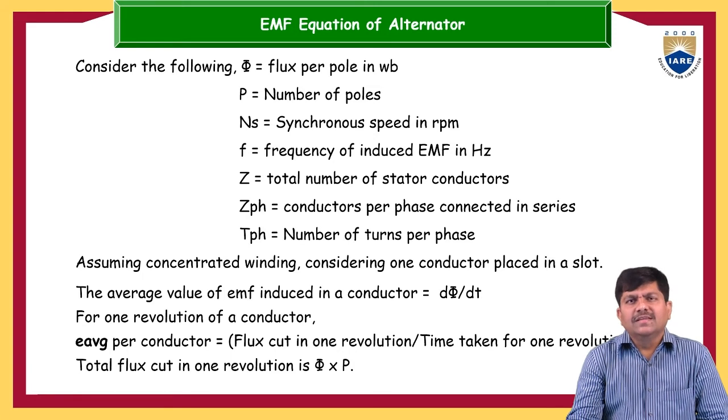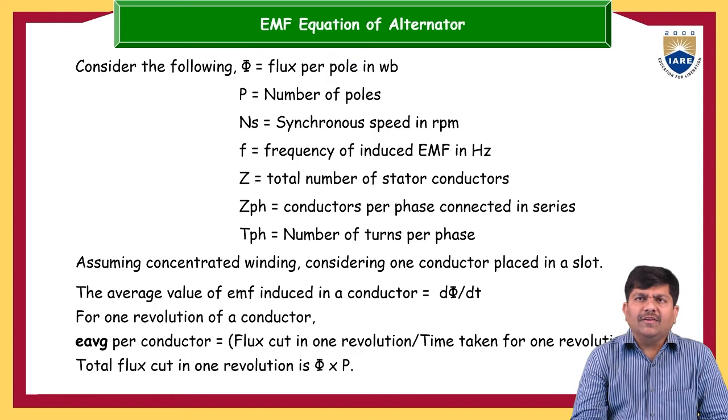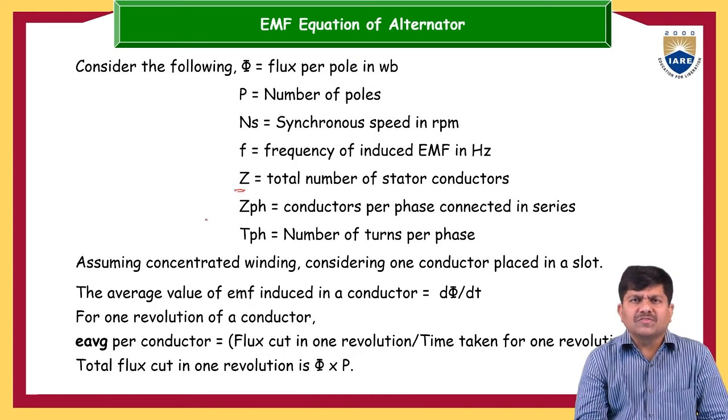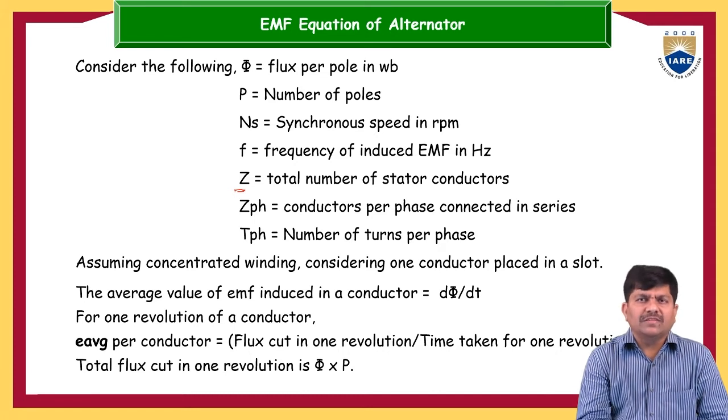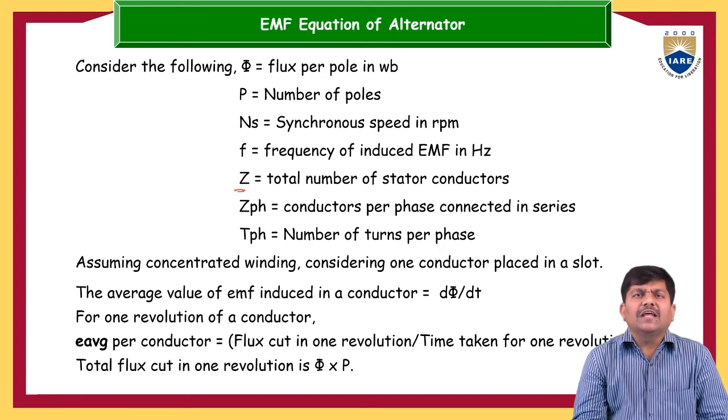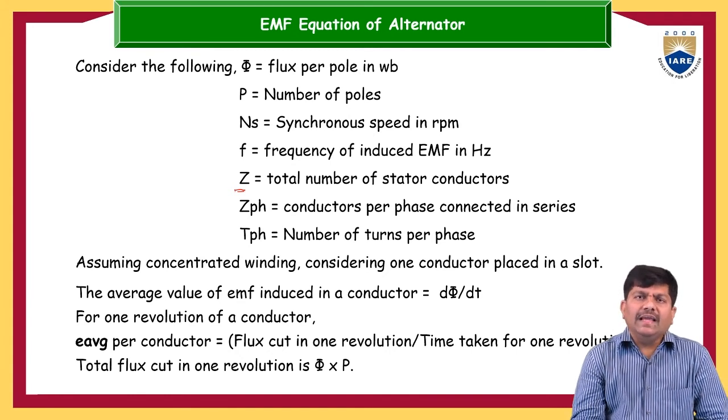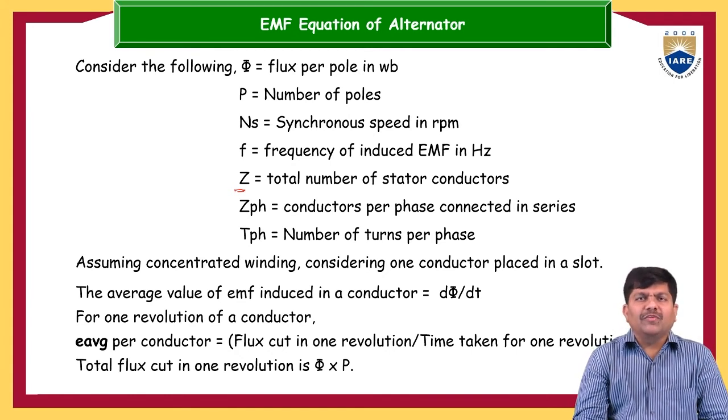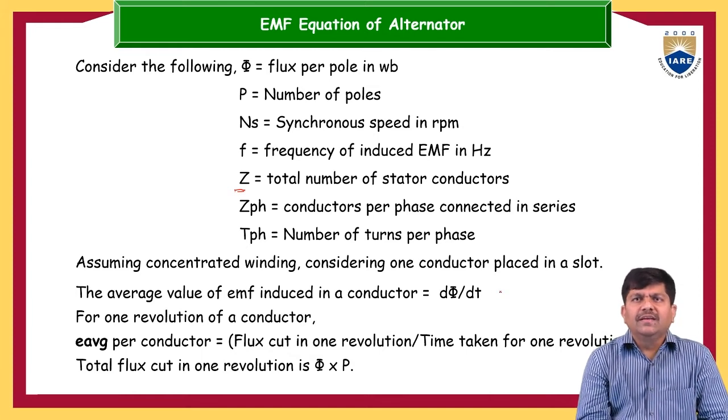So far we have discussed the EMF equation of the single phase transformer and DC generators and DC motors. There we only discussed up to Z, because no per phase quantities are available. But here it is a three-phase machine, so the total armature conductors we have to divide into three phases. That's why we clearly mention how many conductors are available per phase, and how many turns are available per phase. Those are nothing but Z phase and T phase.